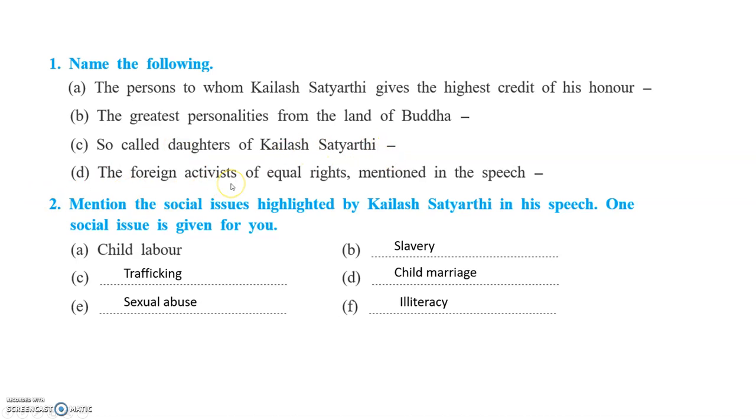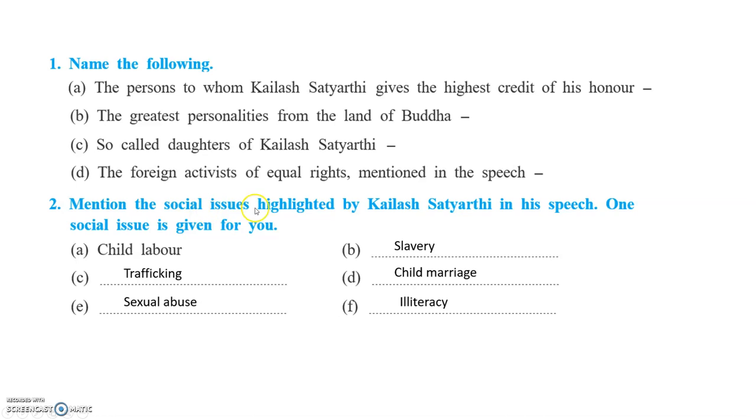Then the foreign activists of equal rights mentioned in the speech. Now which are the foreign activists? You guess what's given in the textbook. You have Iqbal Masih, you have Malala Yousafzai, and you have Tom Harkin. All these names are foreign activists. Okay, now next question. This too is objective.